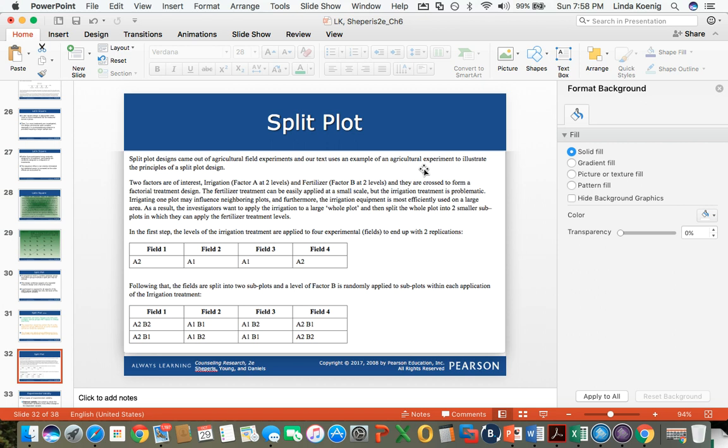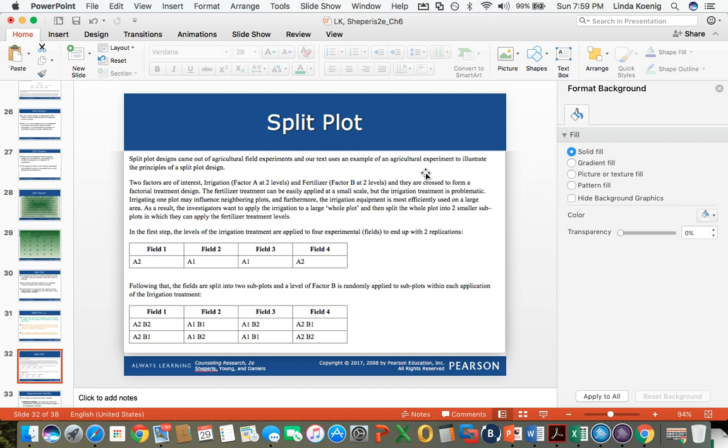All right, so we have two factors of interest. Let's say the first one is irrigation, and we have two levels of irrigation. And the second factor is fertilizer, and we have two levels of fertilizer. So we cross those two factors at two different levels to form a factorial design. And you can see that in the little tables below.